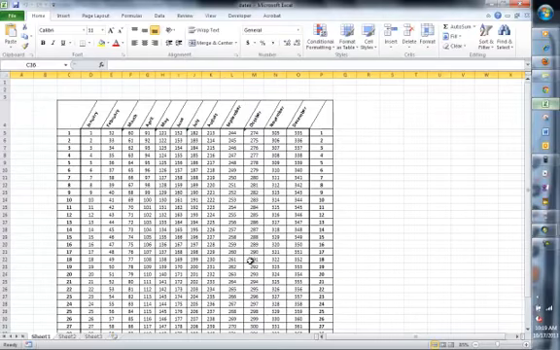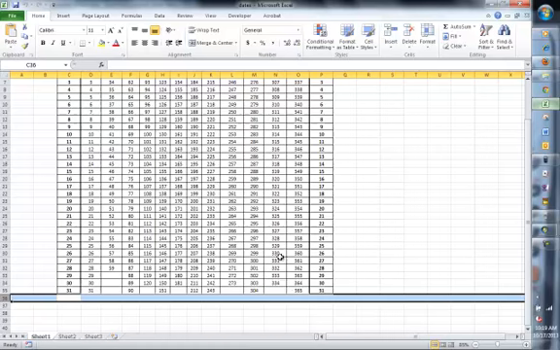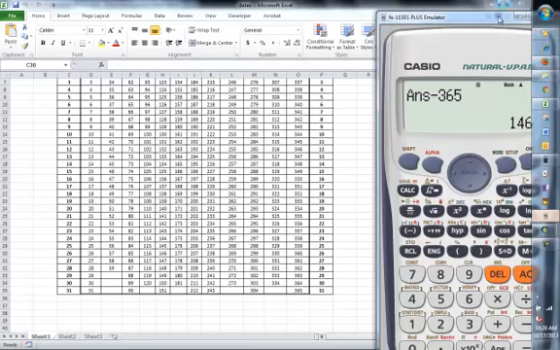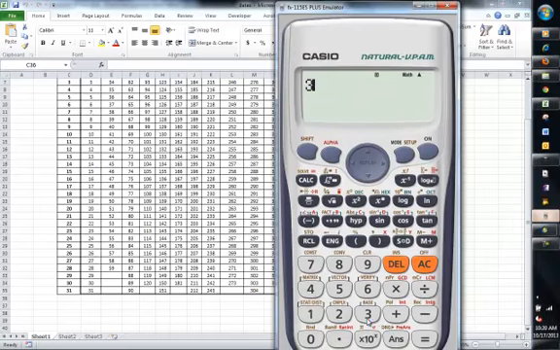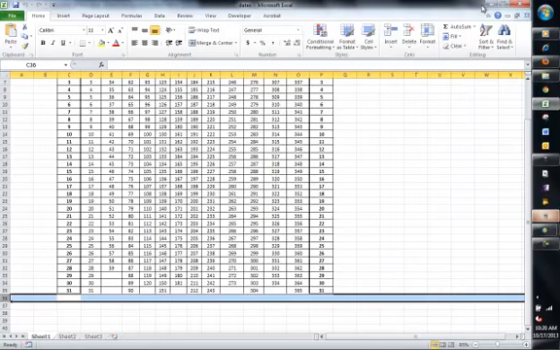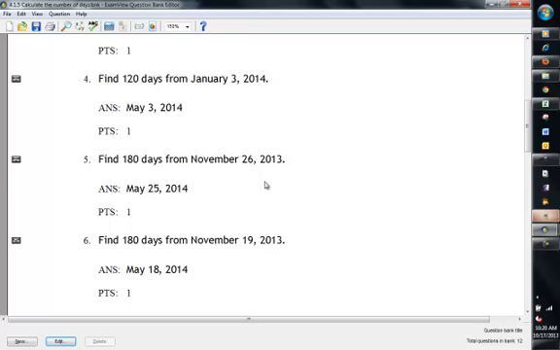So let's see, day 330. 330 plus 180 is 510. Subtract 365 because there's 365 days in a year. And you get day 145, which is May 25th. So May 25th would be, and it's the next year. So notice how we wrote May 25th, 2014.